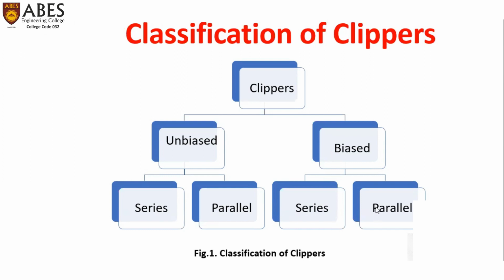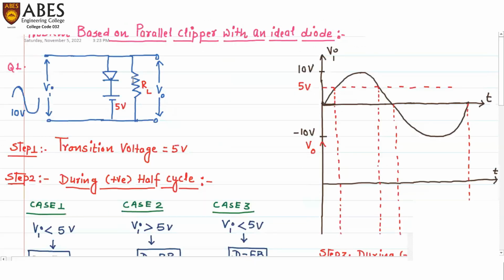Now let's do some problems based on the parallel clipper, because in this lecture we are going to discuss the biased parallel clipper. So this is the first problem, which is based on a biased parallel clipper. In the first numerical we have taken an ideal diode. Here you can see the diode which I have used is ideal. The input is sinusoidal, with a magnitude of 10 volts.